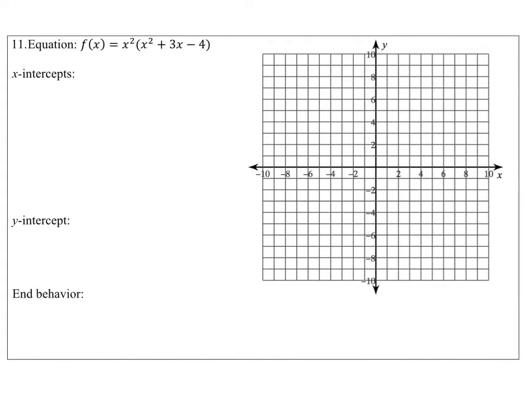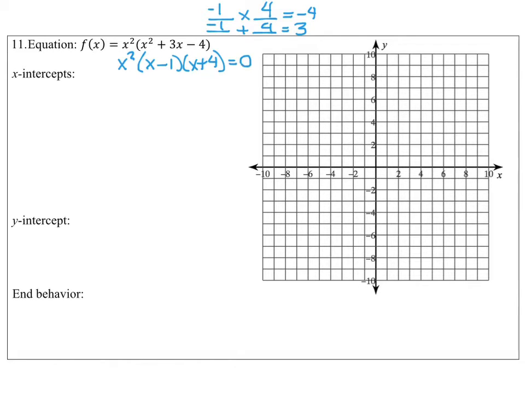Last one we're going to do is number 11, which is f of x equals x squared times x squared plus 3x minus 4. I still need to factor the second quadratic, so I'm looking for numbers that when I multiply, give me a -4. When I add them, give me a +3. The numbers that work for that are going to be a -1 and a 4. So I can rewrite this as x squared times x minus 1 times x plus 4.